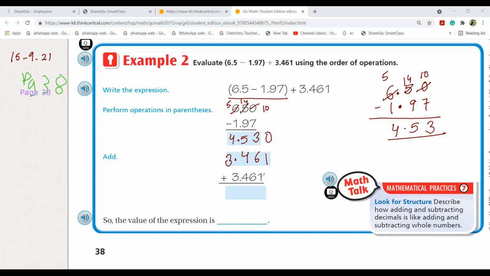But yesterday you showed us the answer and it was 4.53, and then underneath it, it was 4.53. You are adding 4.530. This is the next step. When I add them, you get 7.991. So the value of the expression is 7.991. Did you all finish, girls? Yes. Everyone? Yes. Okay.